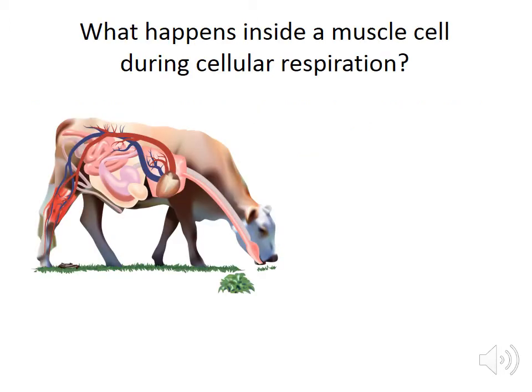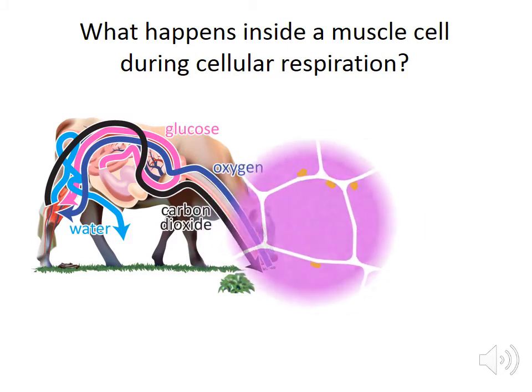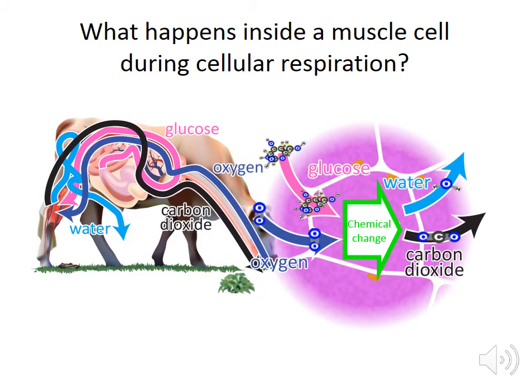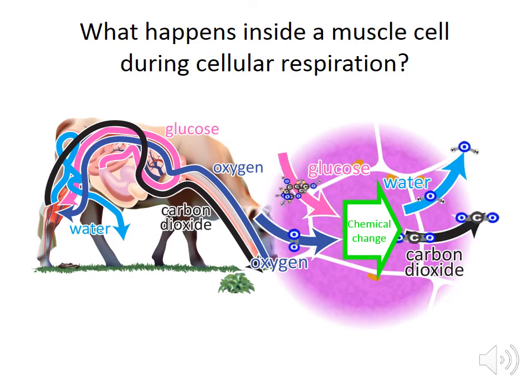We've taken a look at what happens inside a muscle cell during cellular respiration. With molecule models, we modeled this change, where monomers, glucose, and oxygen gas are carried to the cell by the bloodstream. They undergo a chemical change that then rearranges the atoms from glucose and oxygen into water and carbon dioxide.